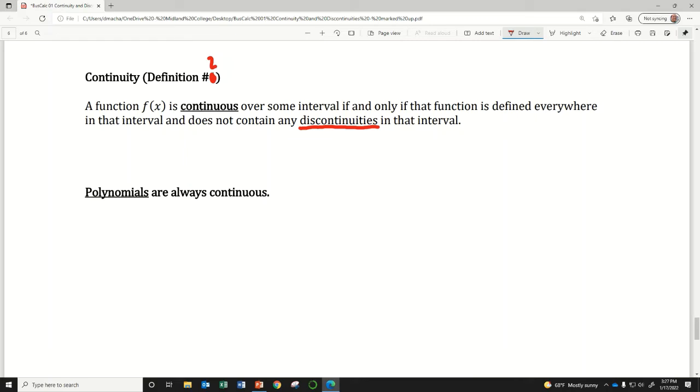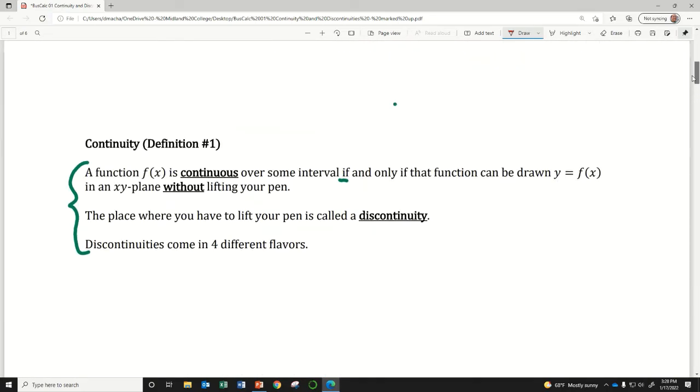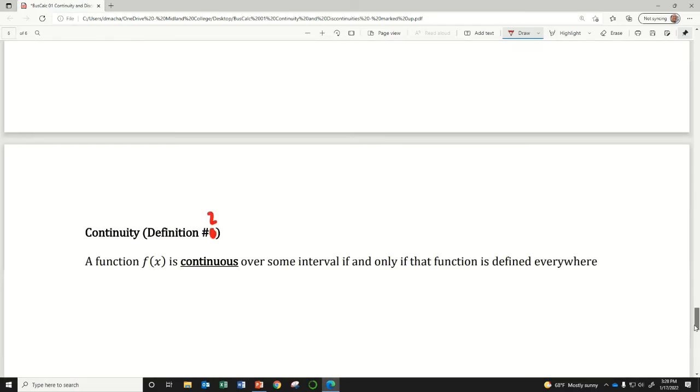But if you familiarize yourself with those four flavors of discontinuity, that is a point discontinuity, a jump discontinuity, an essential discontinuity, and an oscillating discontinuity, as long as you don't see those happen in your function, you could say you have a continuous function. And this is the same thing, I want you to realize, as saying a function is continuous if you could draw that function in an xy plane without lifting your pen. So they mean the same thing.